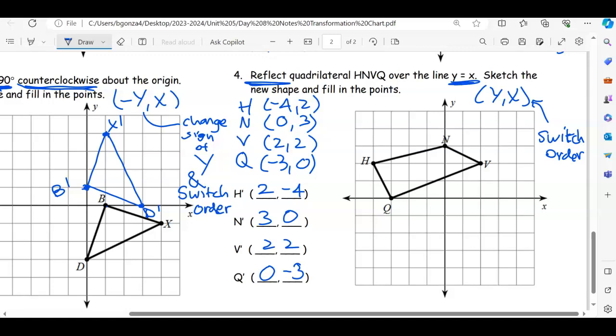Real quick, y equals x is a diagonal line going up 1, over 1, up 1, over 1. So you want to know what that looks like. It looks like this, okay? This diagonal line is y equals x. So if you plot these new points, 2, negative 4, 3, 0, 2, 2, 0, negative 3, and if you connect all 4 of those points, doesn't it look like the original is reflected across that diagonal? Right?